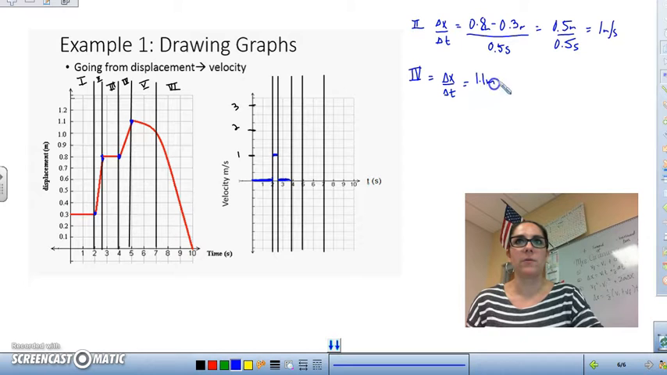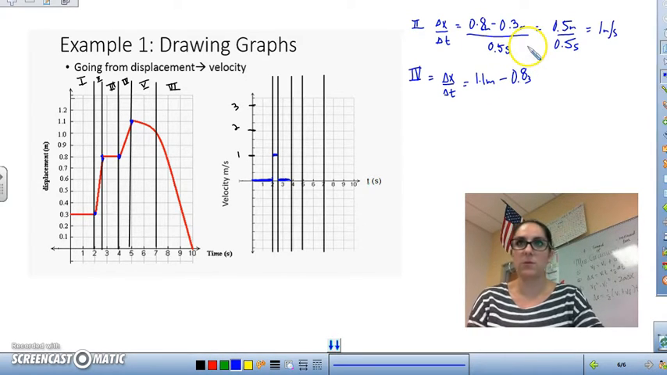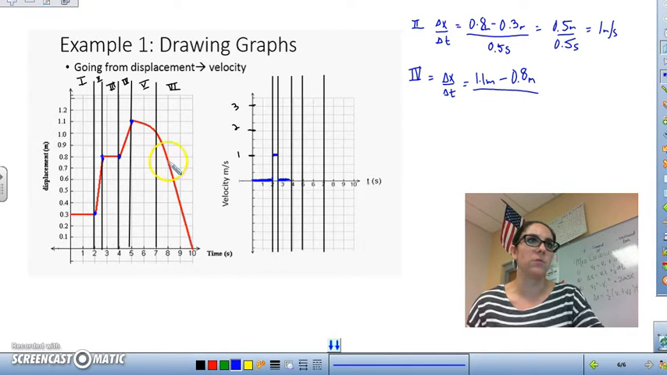1.1 is our final. Our initial is 0.8. Some of you can do this in your head. That's totally fine. You can definitely take shortcuts when you want to. But I like to write it out.